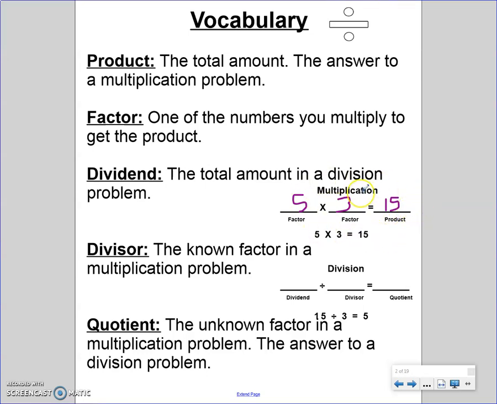We could take that same multiplication equation, 5 times 3 equals 15, and think about it as a division equation. 15, the product, would become the dividend because it's the total amount. And we would divide it by one of the two factors, either 5 or 3. We'll divide it by 5. 15 divided by 5 would equal 3 because it equals the other factor. So 15 divided by 5 equals 3.